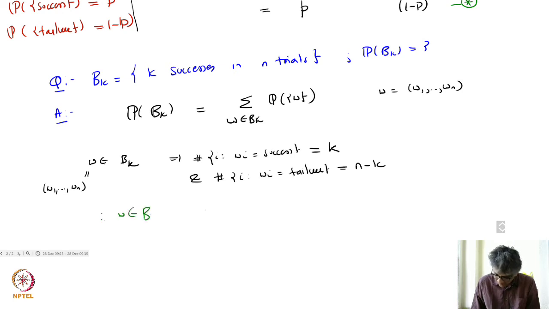Omega in B_k will imply the probability of the single outcome omega is going to be equal to p to the power k, the number of successes, and 1 minus p to the power n minus k.